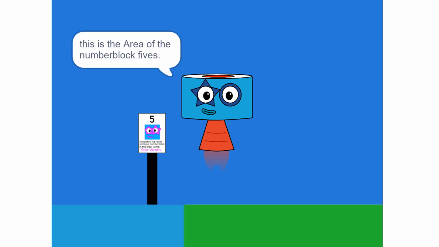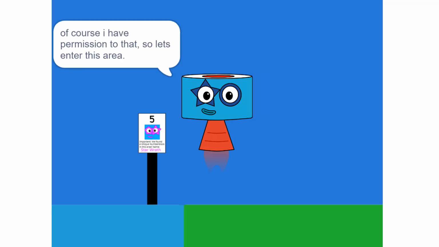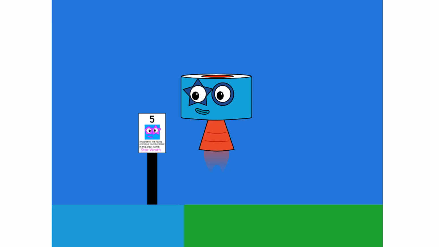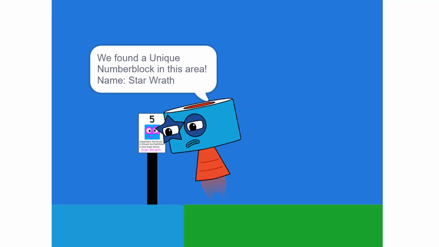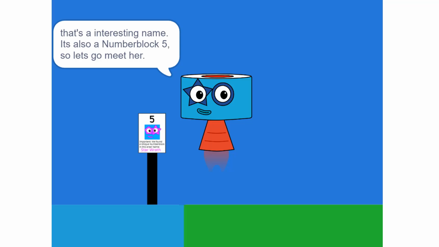This is the area of the number block 5s. Of course I have permission to that. So let's enter this area. Wait, they found a unique number block? And it says it's important. We found a unique number block in this area. Name, Star Wrath. That's an interesting name. It's also a number block 5, so let's go meet her.